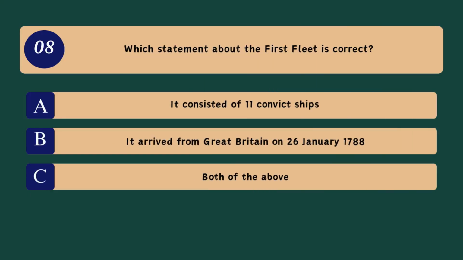Question 8. Which statement about the First Fleet is correct? A. It consisted of 11 convict ships. B. It arrived from Great Britain on 26 January 1788. C. Both of the above.